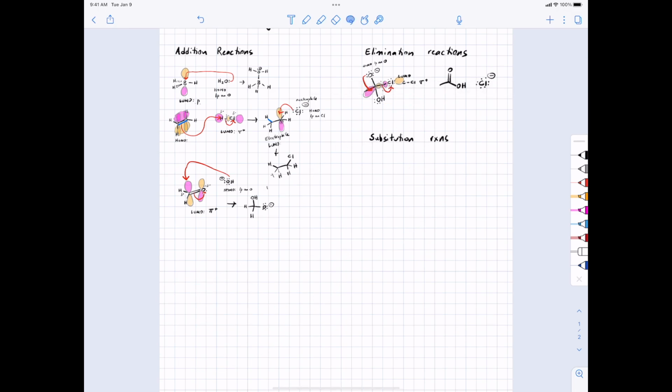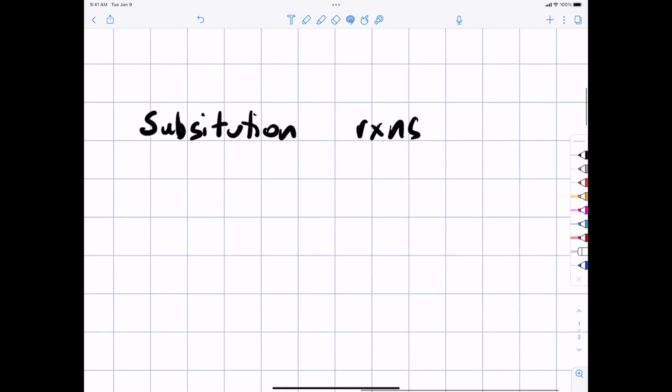Lastly, let's talk about substitution reactions because you will see this in 351. Let's use CH3I.